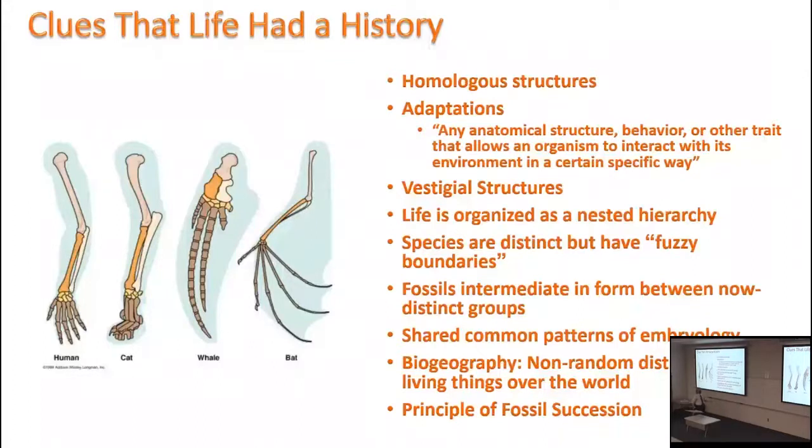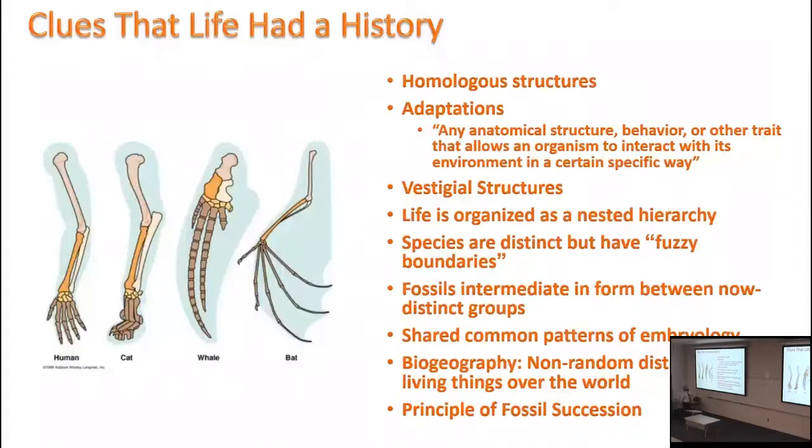One obvious thing is the existence, first of all, of homologous structures, the same basic structure, blueprint that different organisms had, and yet those structures are modified in different ways for different functions. That is, they're adapted. So in the word adaptation, the central word element is apt. So think like aptitude, to be fit for something, to be good at something. Adapt means to be fit to or towards something. And here's a definition: any anatomical structure, behavior, or other trait that allows an organism to interact with its environment in a certain specific way.